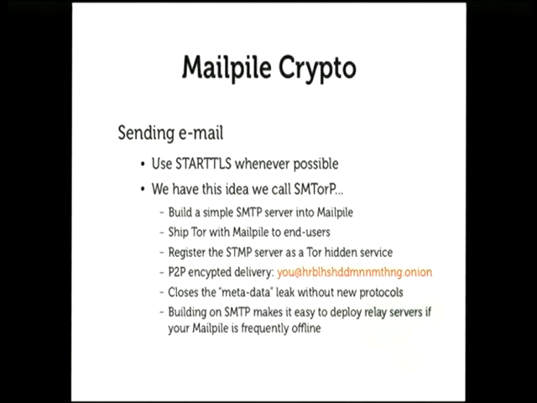We just assemble things. By building on SMTP instead of inventing some new protocol, that means we can use the existing infrastructure. We could use something like Postfix or Exim, put that on a hidden service instead, and do relaying if your Mailpile is not online often enough for the peer-to-peer solution to work for you.